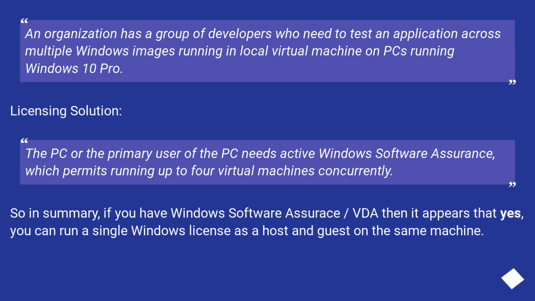An organization has a group of developers who need to test an application across multiple Windows images running in local virtual machines on PCs running Windows 10 Pro. Licensing solution: the PC or the primary user of the PC needs active Windows Software Assurance, which permits running up to 4 virtual machines concurrently. So in summary, if you have Windows Software Assurance, then it appears that yes, you can run a single Windows license as a host and guest on the same machine.